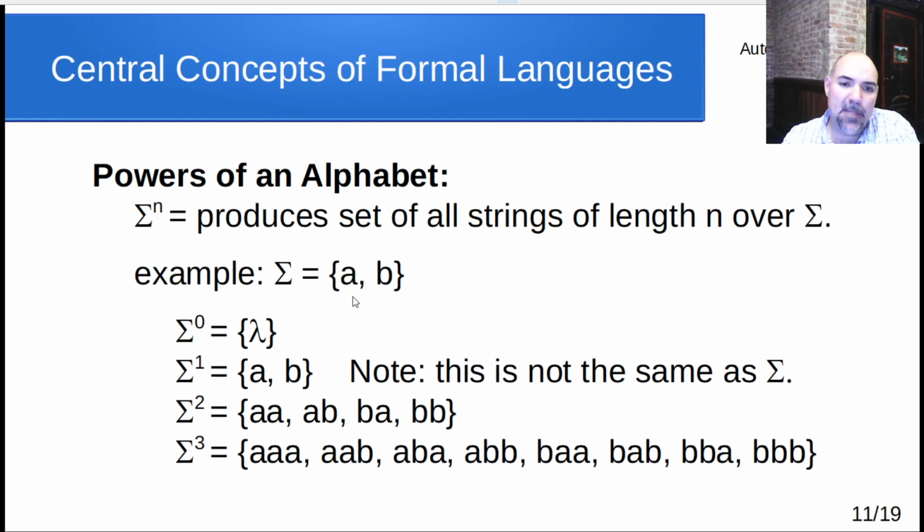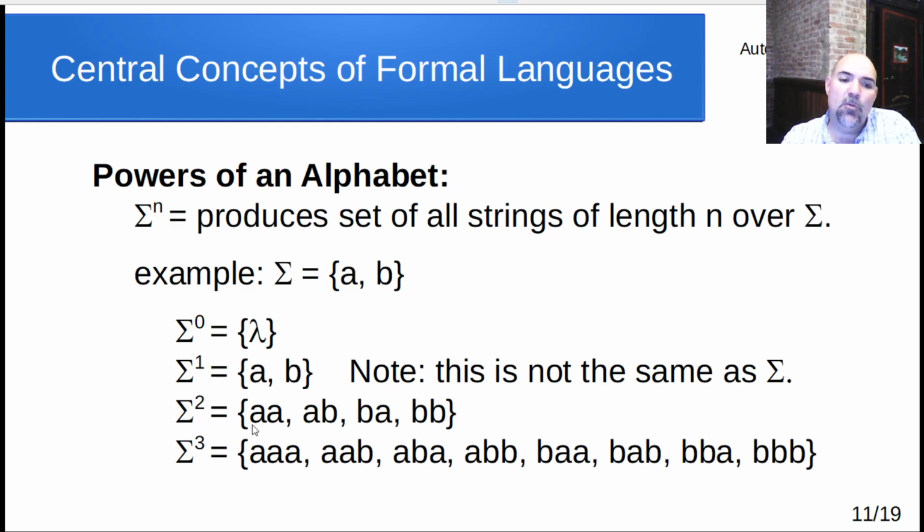Now notice that's the same set we had up here, but these are a little bit different in that when you take an alphabet and raise it to a power, it always produces strings. So this is the string A, just A. This is the string B. This is the symbol A and the symbol B. So they're not really quite the same, because as soon as we raise an alphabet to a power, we get a set of strings. And in this case, those strings are one symbol each.